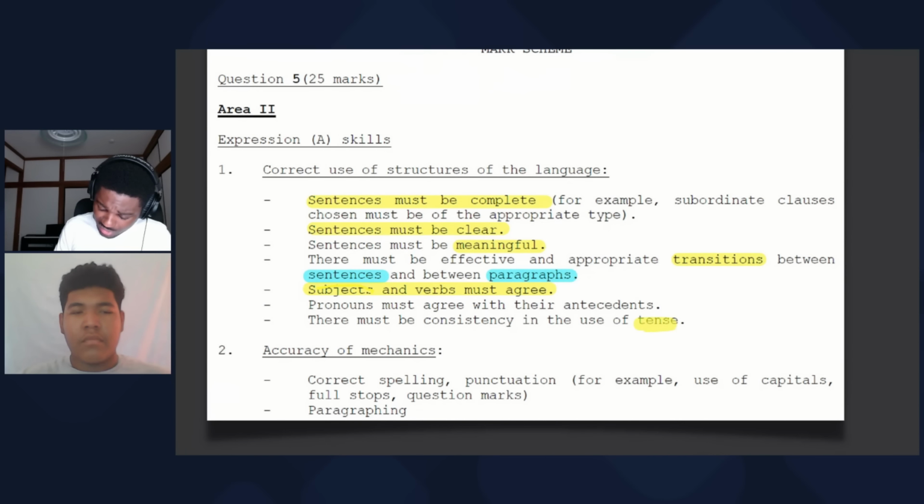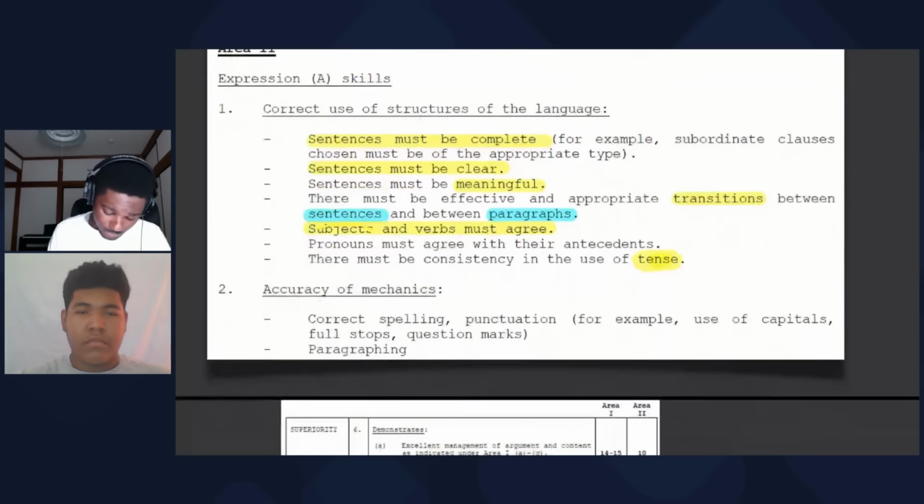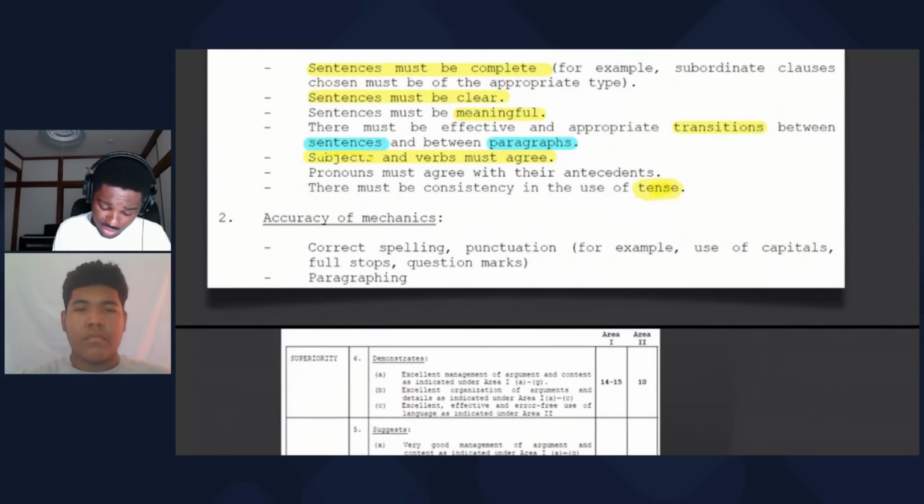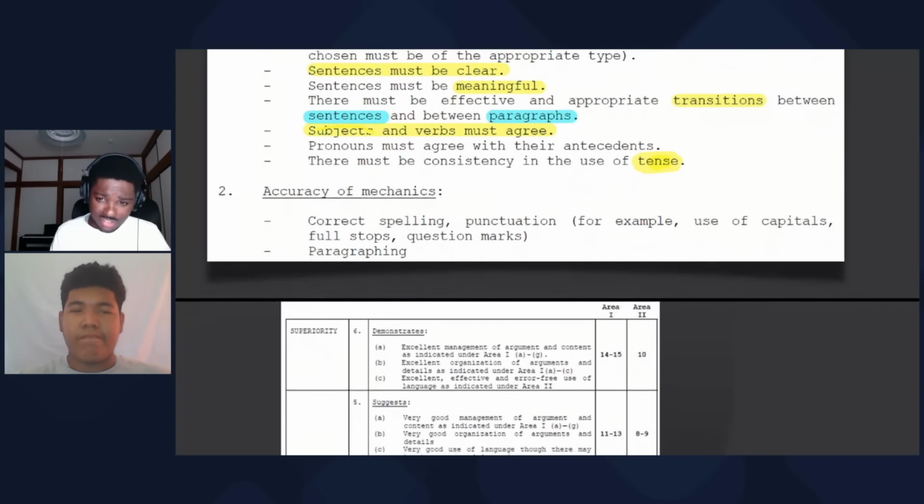Oh yeah, this one trips students up when it comes down to story writing, but I haven't really seen where it's a big deal in essay writing. Usually the tense is fine. Right? Accuracy of mechanics. We need to make sure that we are using good punctuation, good spelling, good paragraphing. Basic stuff.